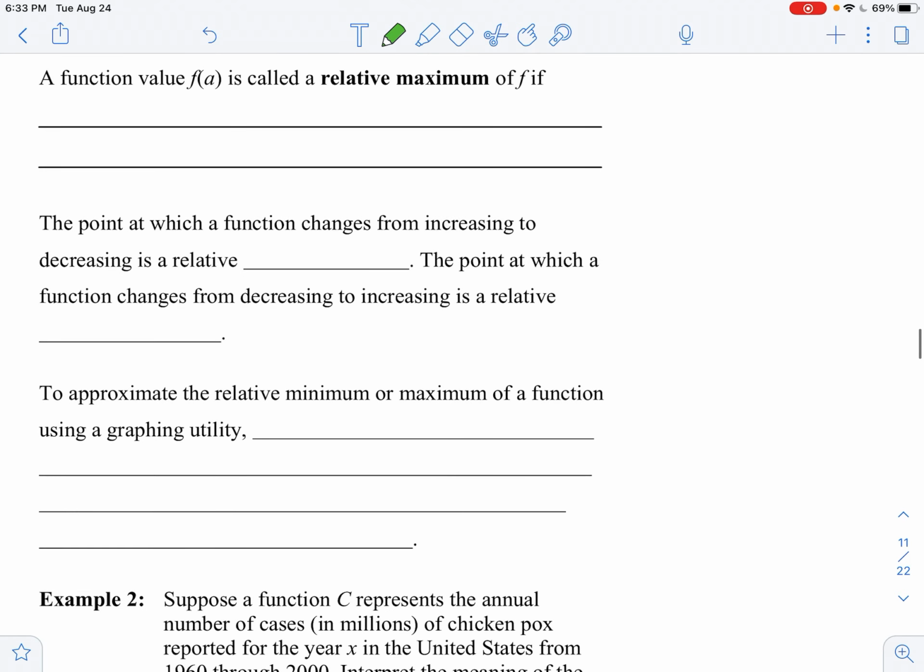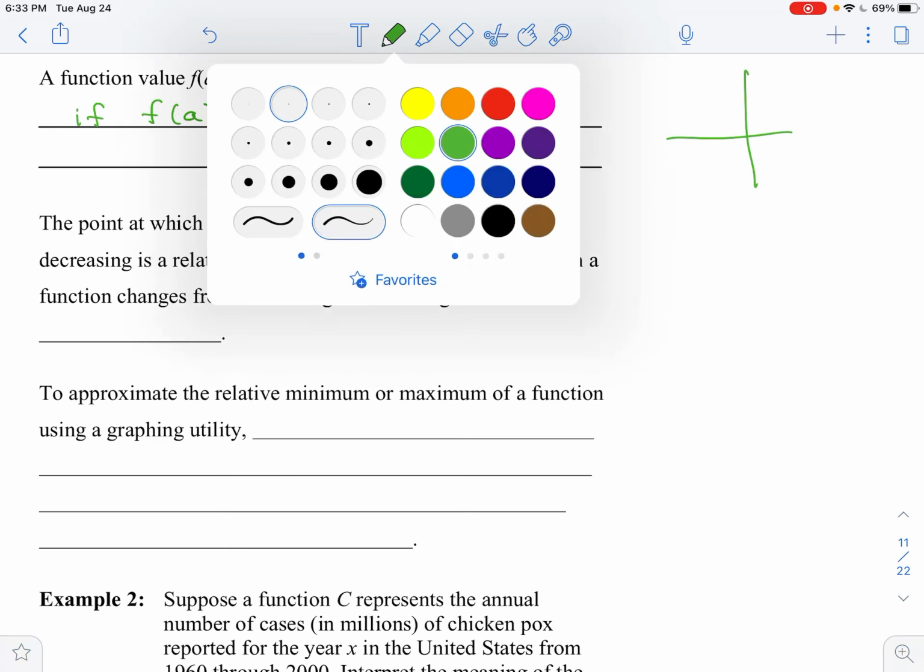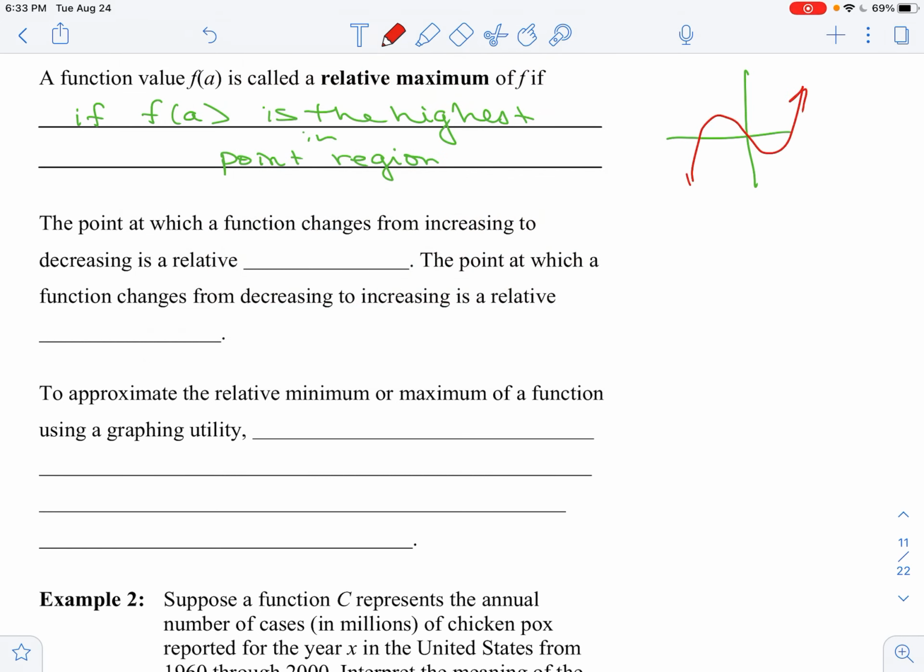Let's talk about a relative maximum. So a relative maximum is when some value f of a is the highest point in the region. So for example, same graph, this point right here is a relative maximum because in this region, it's the highest point. But do we see that this can keep going higher, higher, higher? So it's not the absolute highest point, but in that region, it's a relative maximum.